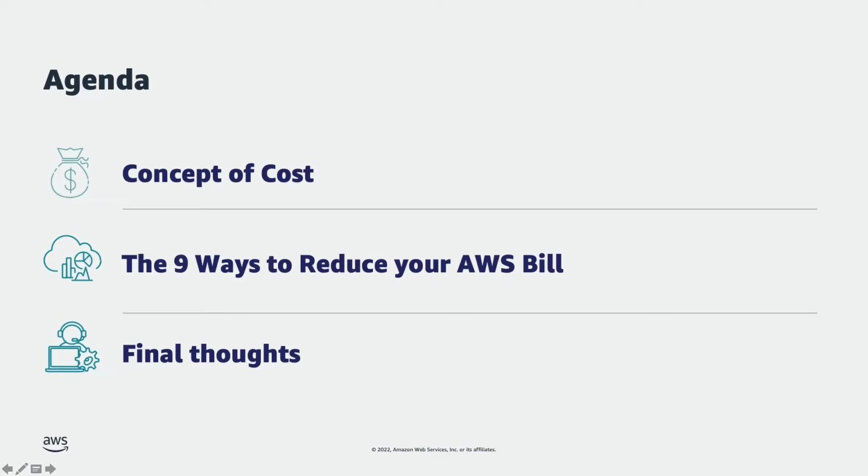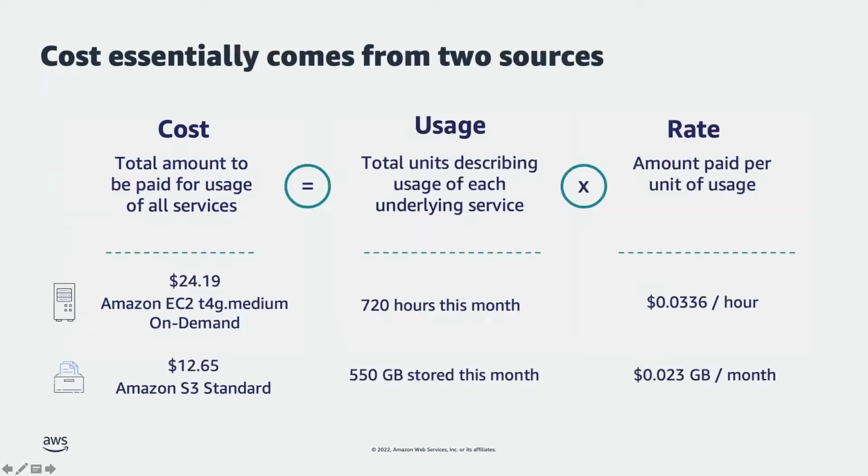First of all, it is important to understand that to tackle cost, we need to know where cost comes from. Essentially, it comes from 2 sources, usage and rate, as in usage times a rate equals cost. To give you a couple of examples, in the case of an Amazon EC2 compute resource, you use it for 720 hours this month. That is 30 days times 24 hours, meaning all the time on during the month. And you pay a rate of $0.0336 per hour, which gives you ultimately a cost of $24.19 this month for that particular item.